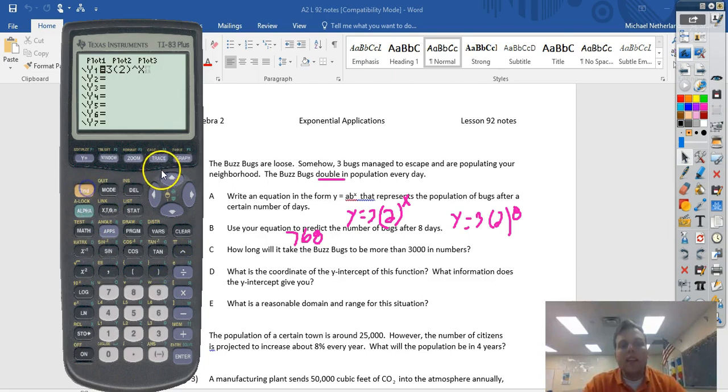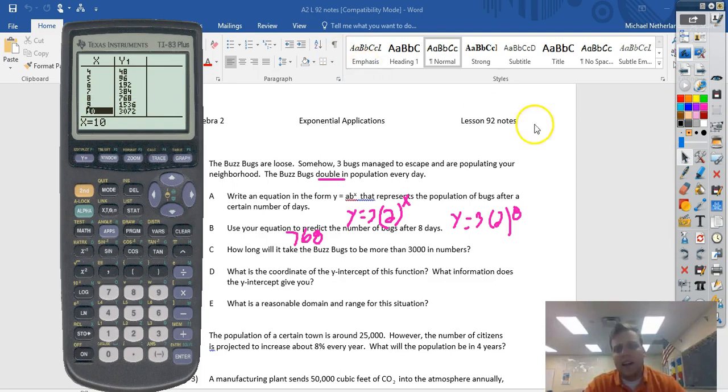Now, go to the table. And what is the question? How long would be more than 3,000 in numbers? Guys, I'm not looking for a precise date here. An approximation is going to be completely okay. So just go down until you see yourself become more than 3,000. There we go. Look, 3,072. On what x value was that? 10. And what did x represent? Days. So it took about 10 days.